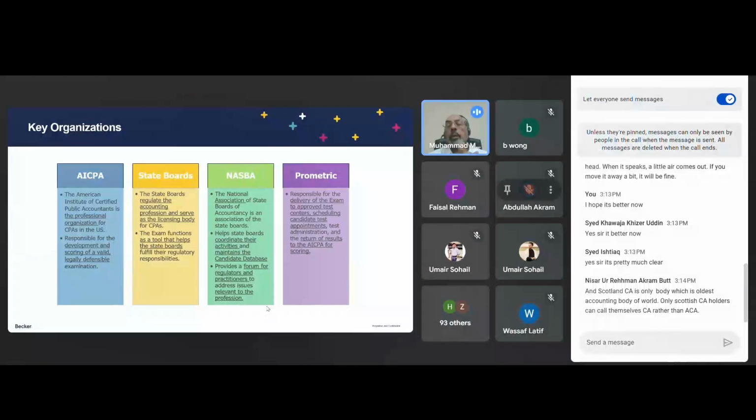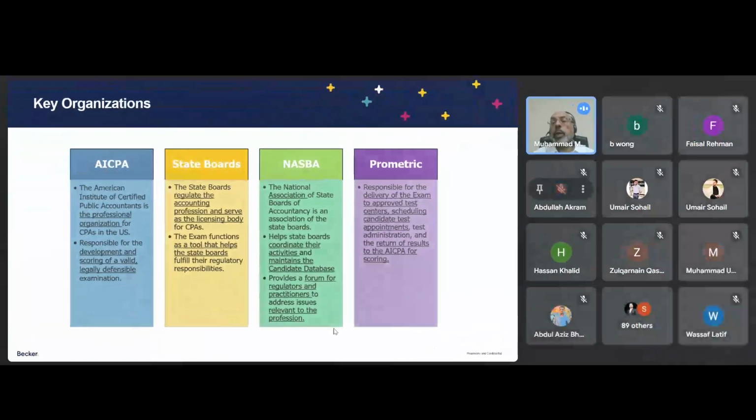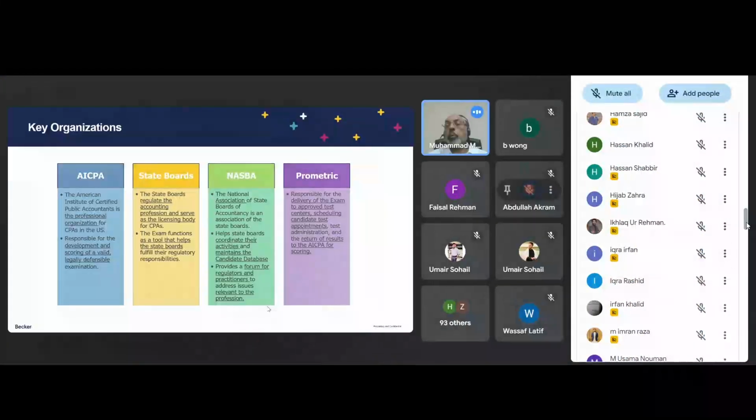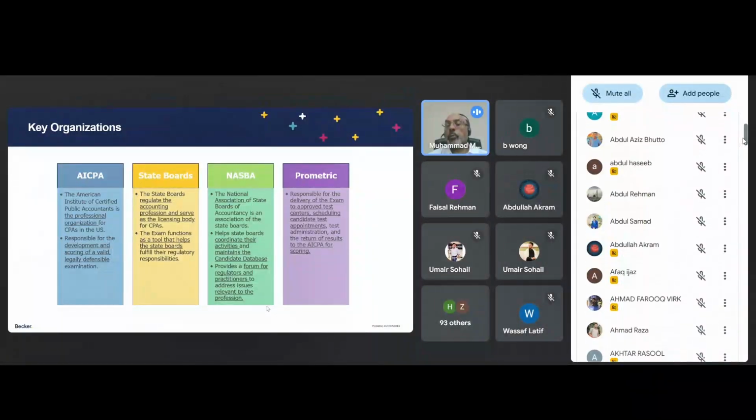So the fourth body you as a student have to deal with, particularly as a student, is Prometric. Prometric is responsible for delivering the exam to approved test centers of Prometric. Not every Prometric center is an approved test center for the CPA exam. There are selected Prometric centers which are approved to take the US CPA exam, and they are also responsible for scheduling the candidate test appointment, holding the exam, and returning the result to the AICPA for their scoring and reviewing purposes.